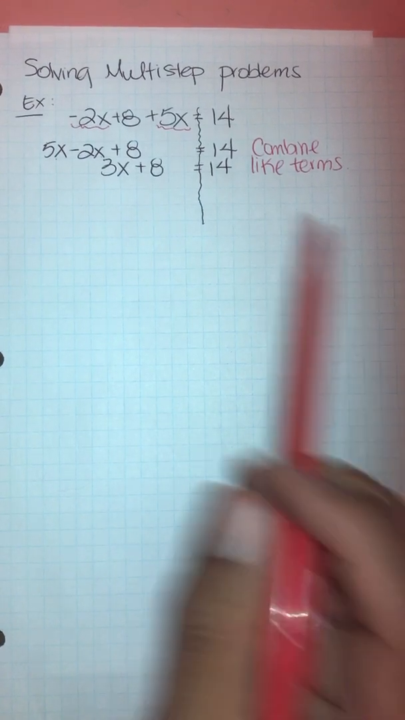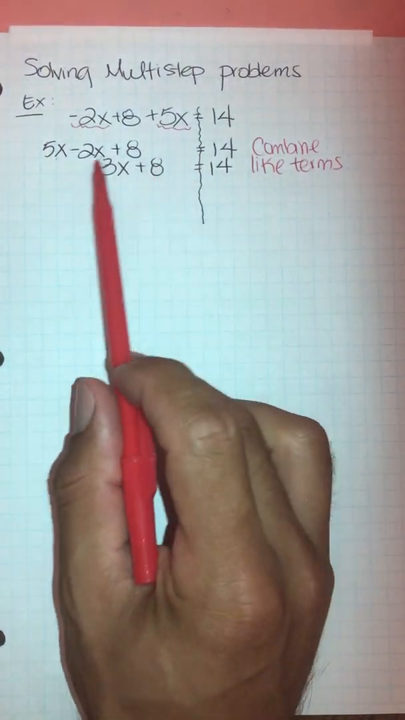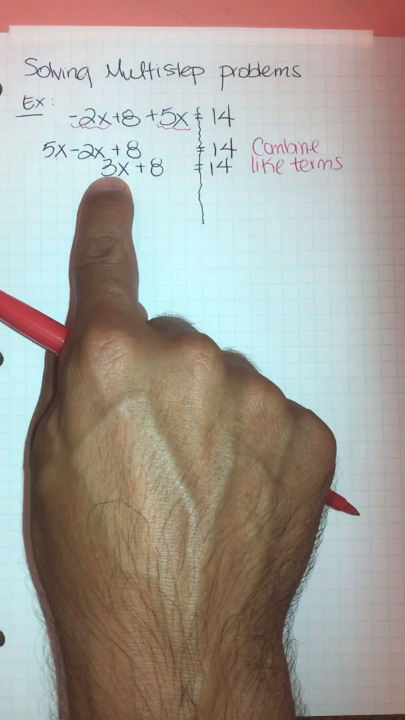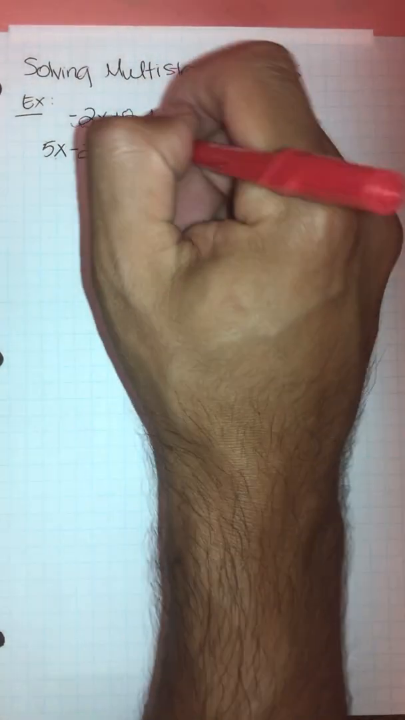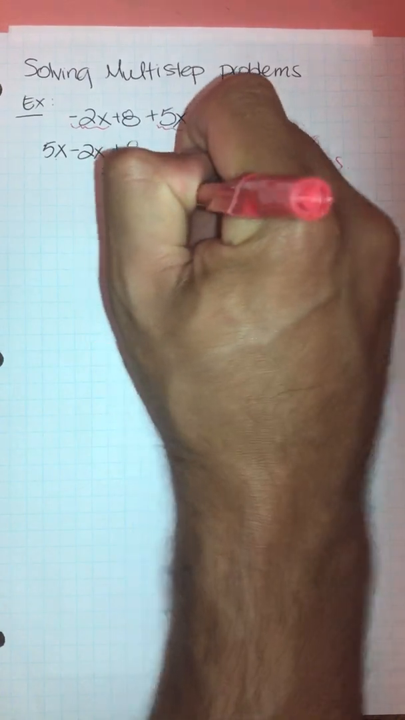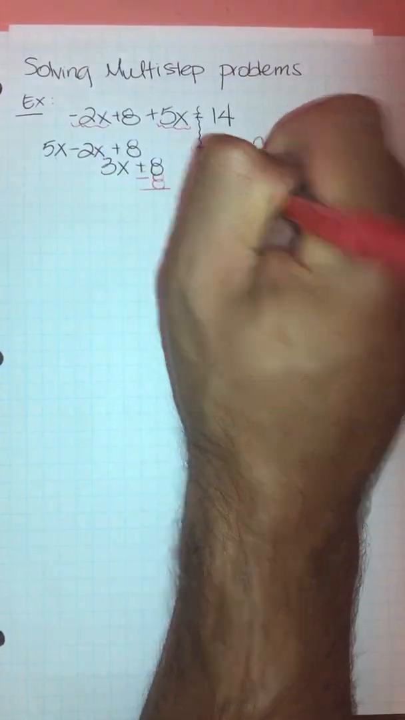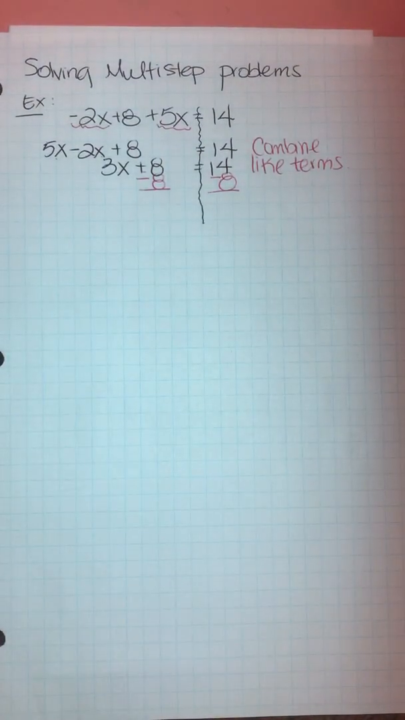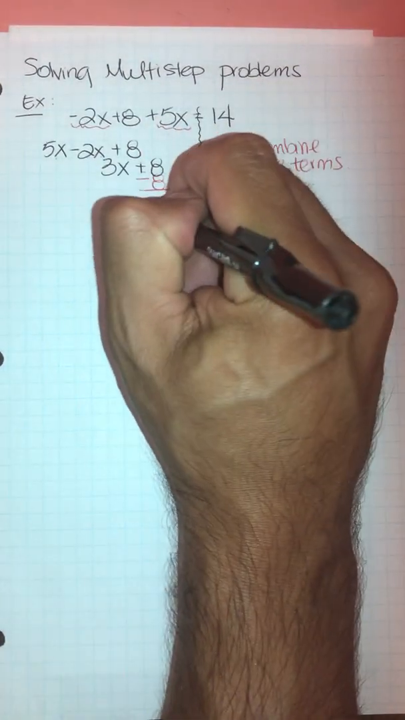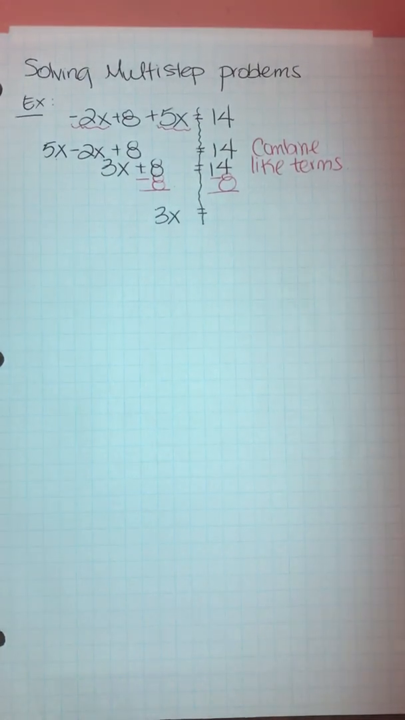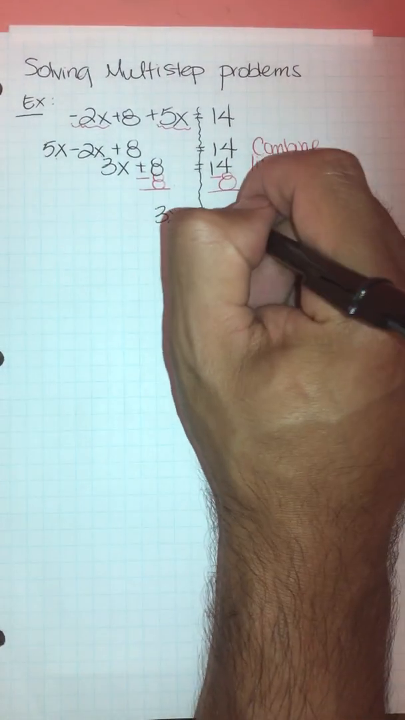Right? We're going to go ahead and look on the left side. We want to get 3x alone, so let's get rid of that plus 8. The opposite of plus 8 is minus 8. Eight minus 8 cancels, so we're left with 3x. 14 minus 8 is 6.